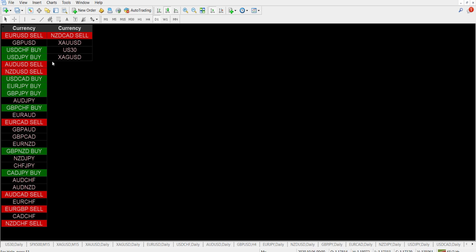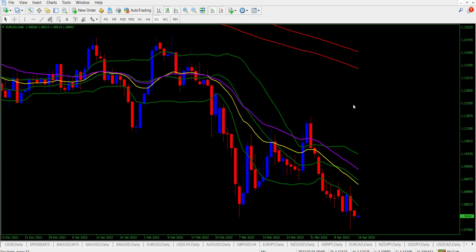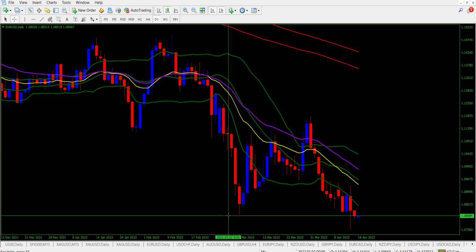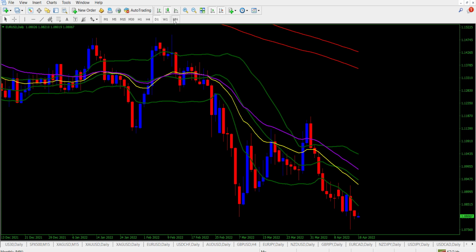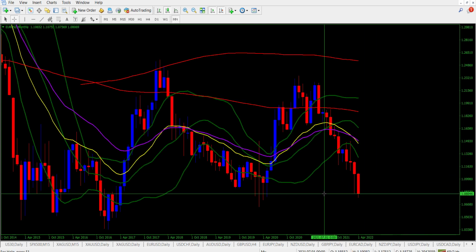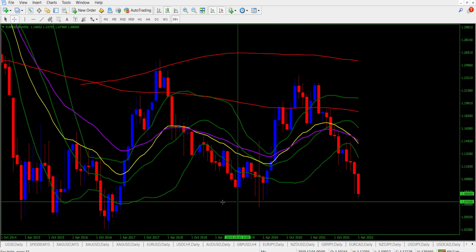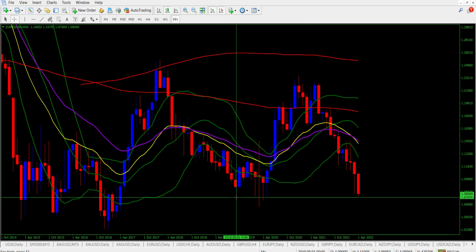The number one is EURUSD sell. Let's see what we have. The previous day bar is red, but I can see there is a support area which has kind of become resistance for now. So let me just check the monthly time frame first. We have a very high support zone here, which is not good for this sell trade.